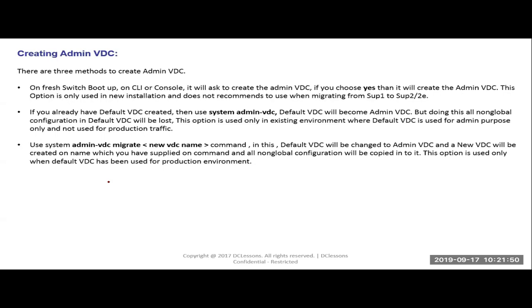Admin VDC can be created in three different ways. The first way is if you are using a pure new Nexus box, greenfield. You purchased the NX-OS box, you took it to the data center, powered it on, and you connected a console. As soon as you connected a console, it will ask for a basic initial configuration. There it will ask whether you want to create a default VDC or an admin VDC.